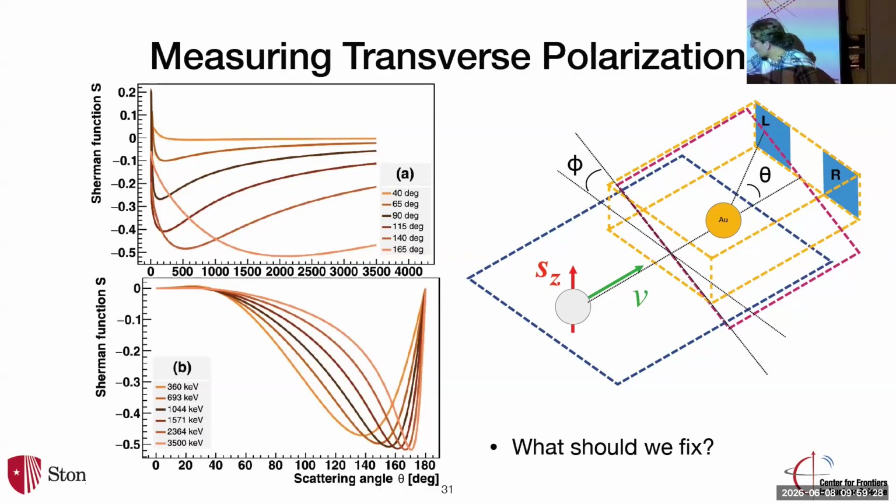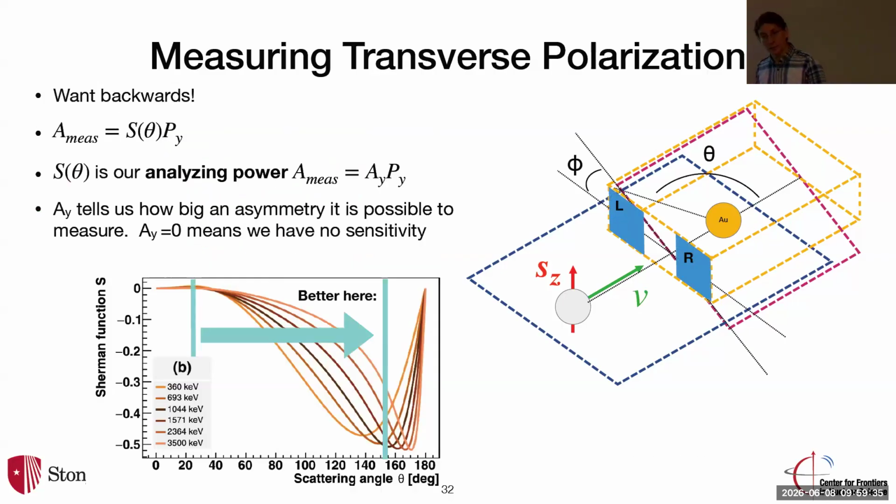So I want my scattering angle to be like 150 degrees. Those shouldn't be there. They should be here, backscattering. Yeah. And the Sherman function here is what's generically called the analyzing power. The analyzing power, A sub y, is the maximum size of the asymmetry we would get. The size of the asymmetry we would see in a perfectly polarized case. So if A sub y is 0, we have no sensitivity and our polarimeter doesn't work.